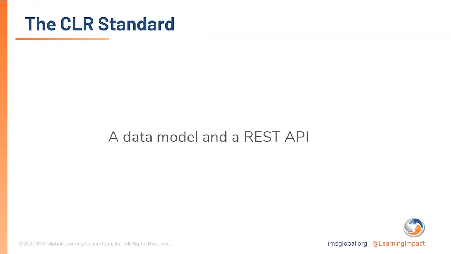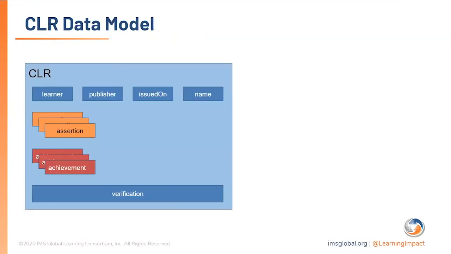Let's take a look. The highest level class in the CLR data model is the CLR. The CLR class has several properties. The learner that is the subject of the CLR, the publisher that issued or published the CLR, the date and time the CLR was issued, the name of the CLR, one or more achievement assertions, an optional set of pathway achievements, and instructions for making sure the CLR has not been tampered with or revoked since it was issued.